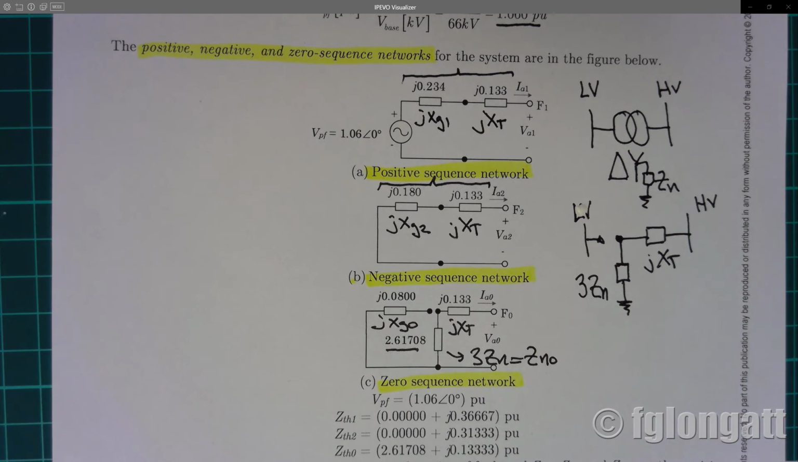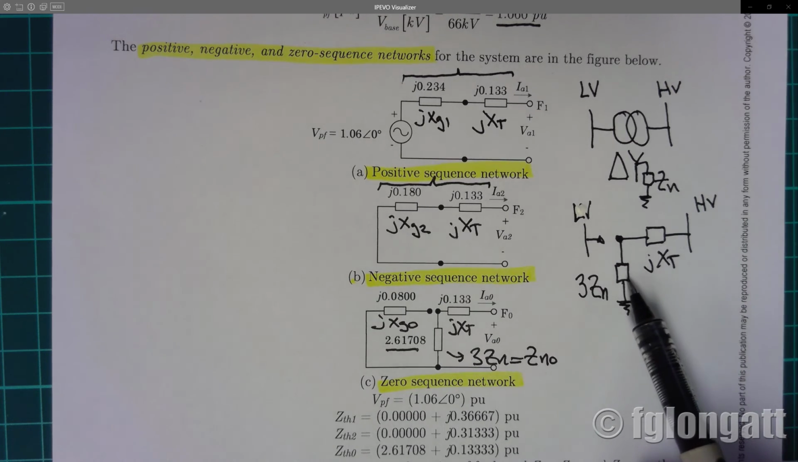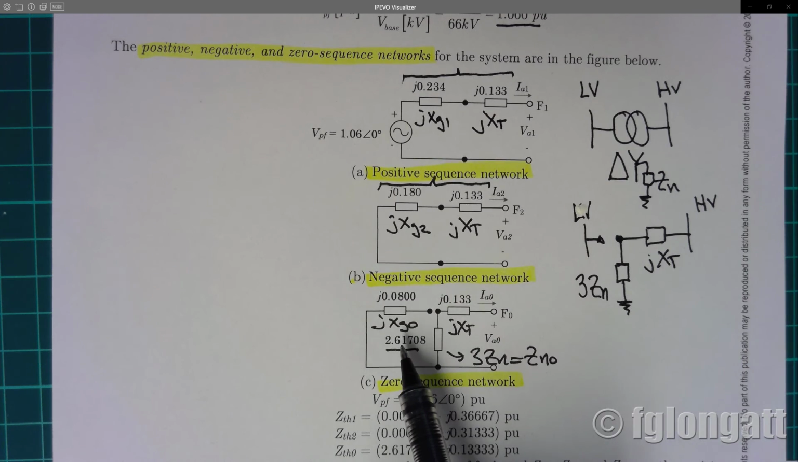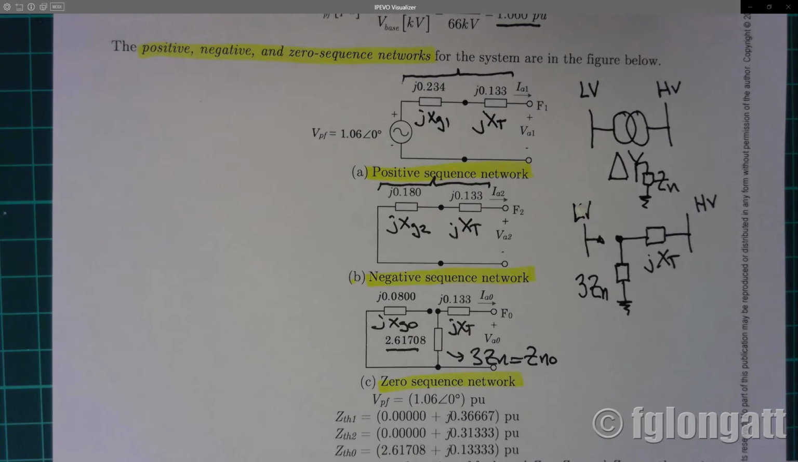Something that is very simple to see is we have here a zero sequence reactance 0.133, that is here. And the neutral point, you must remember this transformer has a resistor connecting the neutral point to the ground. And you must remember that value is 2.617, and that is the real part of this Thevenin zero sequence equivalent because this is the resistance, okay?